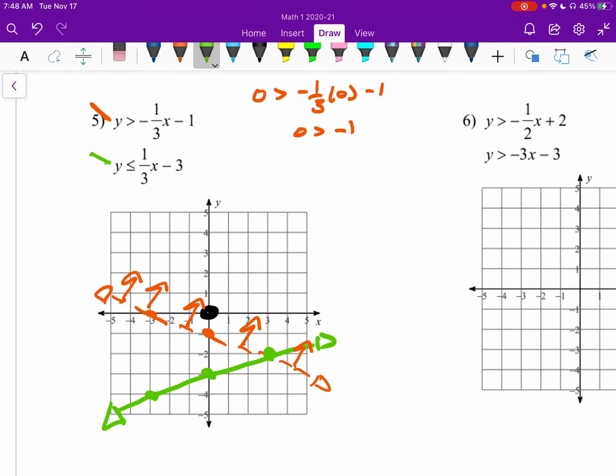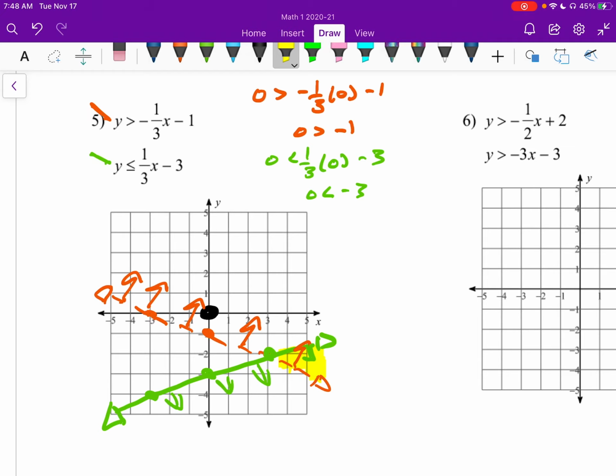The green one now, I'm also going to plug in 0, 0. So 0 is less than 1/3 times 0 minus 3. So 0 is less than negative 3. Now, is that a true statement? No. So we're going to shade away from 0. So again, we should see that this little sliver down here is going to be the solution.